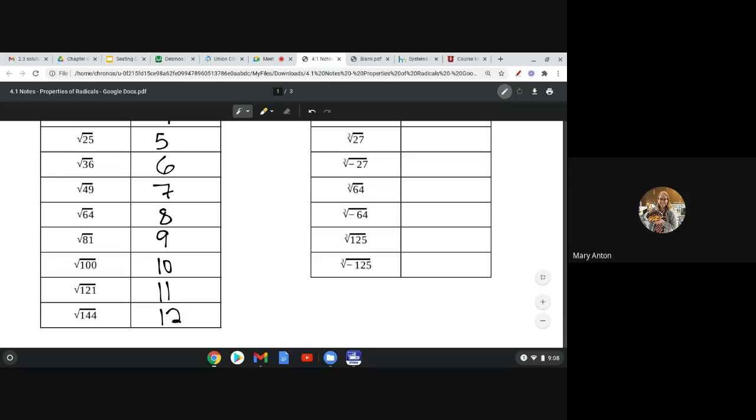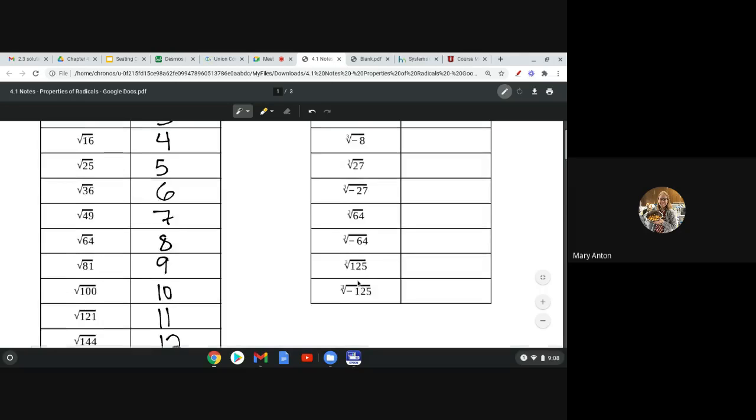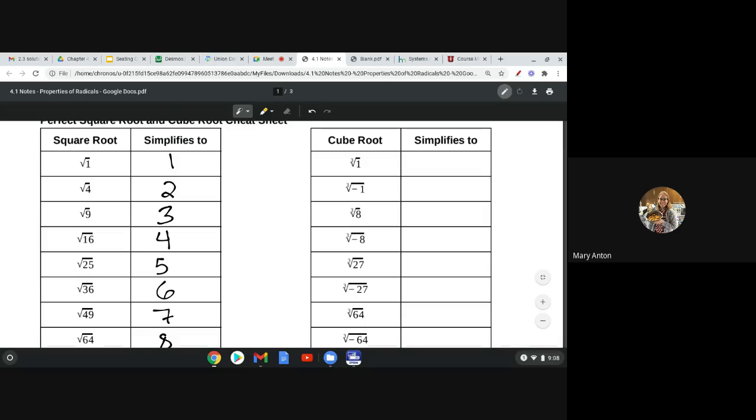All right, you have that first one filled out? Okay, how about cube roots? What's the cube root of 1? 1. What's the cube root of negative 1? Negative 1.